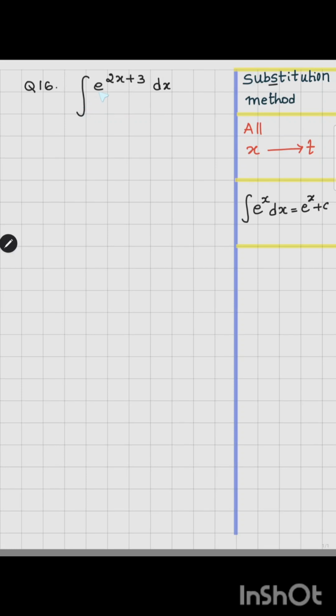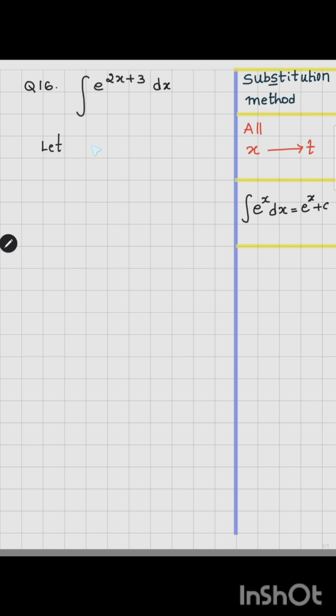To find the integral of e to the power 2x plus 3 with respect to x. By the substitution method, we know all x must be in the form of t. For that, we have to substitute a function equal to t. So here we have a linear function 2x plus 3.